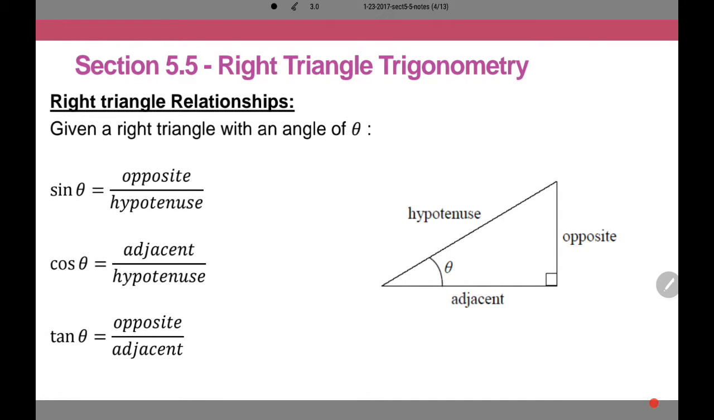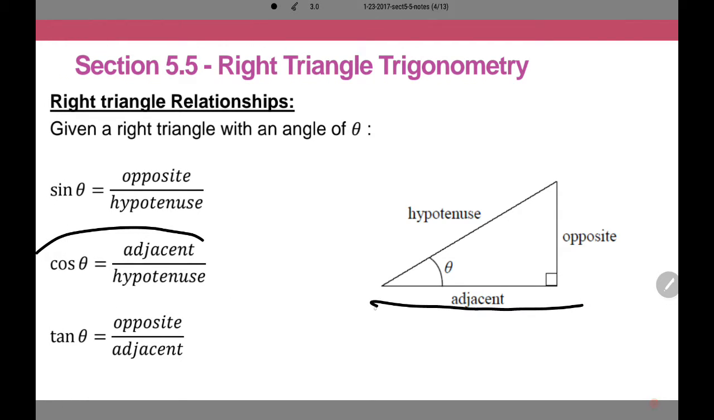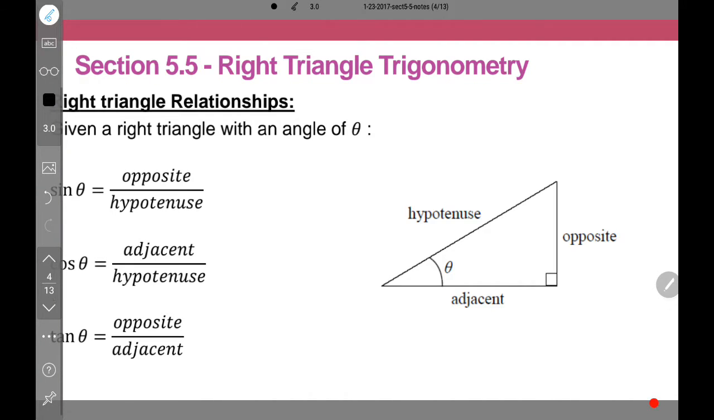You've got sine of theta being the opposite over the hypotenuse. You've got the opposite across from theta. Your hypotenuse is always across from the right angle. You've got your cosine of theta being the adjacent, the side down here next to the angle, over the hypotenuse. And you've got your tangent, which is your opposite over your adjacent side, which are the two legs of the right triangle, so that can help you remember that a little bit better.